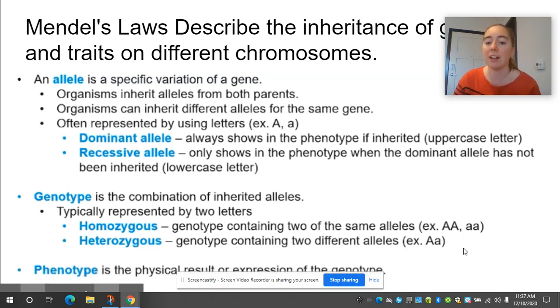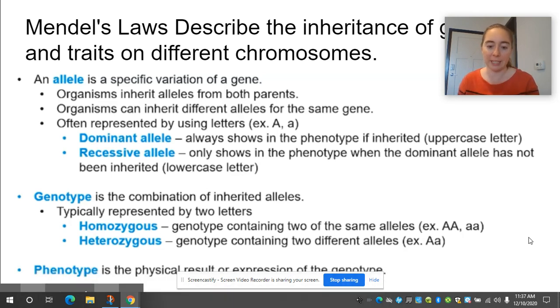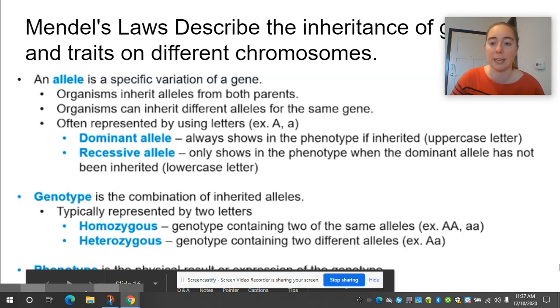But again, that uppercase allele is going to mask the lowercase allele, and you're going to see a phenotype, which is the physical appearance of that particular genotype. And so, for example, the eye color could be brown. They could have really long hair. It could be even a particular disease as well. So those are all different phenotypes that it may express.